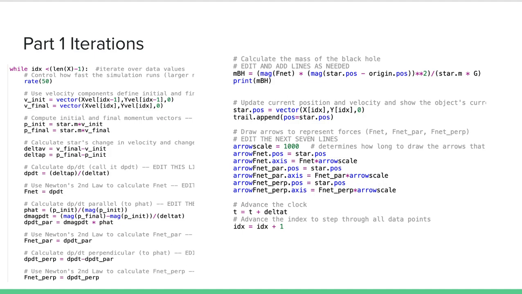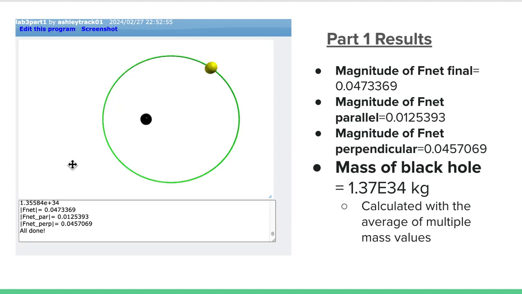These were the iterations in part 1 used to calculate the velocity and momentum and net force. And the result was the magnitude of the net force was 0.04733369 newtons. These were all in newtons, the F-net parallel and F-net perpendicular, and then the mass of the black hole was calculated to be this value through the average of the multiple mass values given.